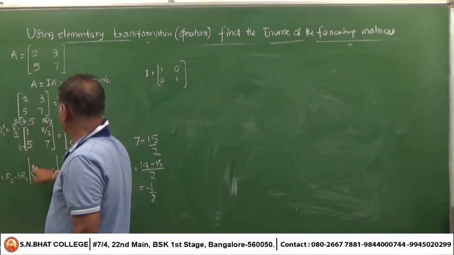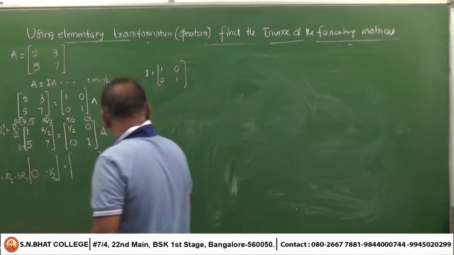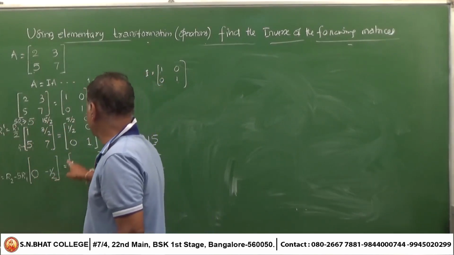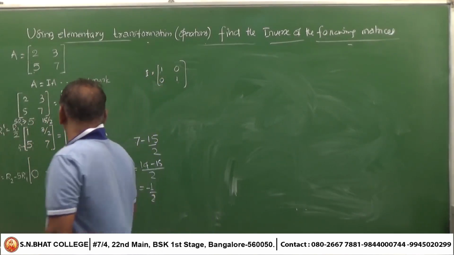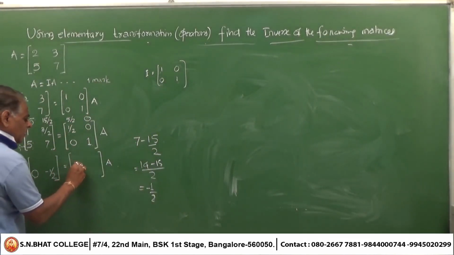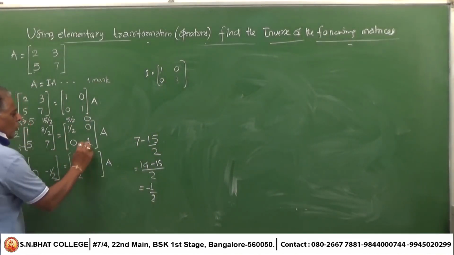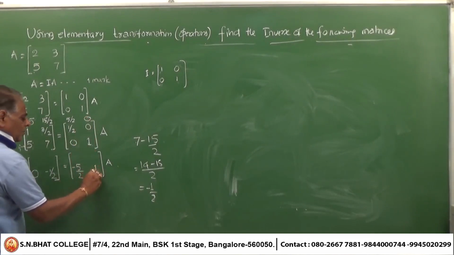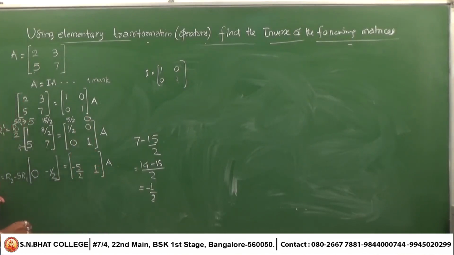R2: 5 minus 5 is 0. 7 minus 15 by 2 is minus 1 by 2. Next, 0 minus 5 by 2 is minus 5 by 2. 1 minus 0 is 1. I have changed only R2. I have not touched R1. Write R1 as it is.